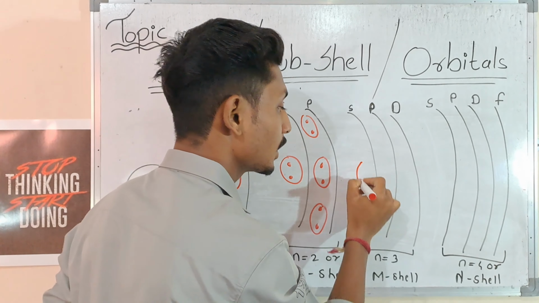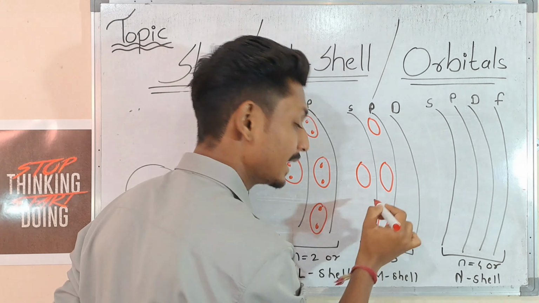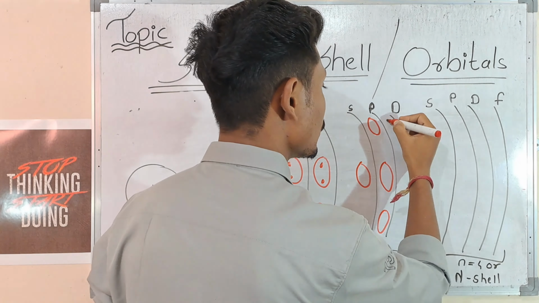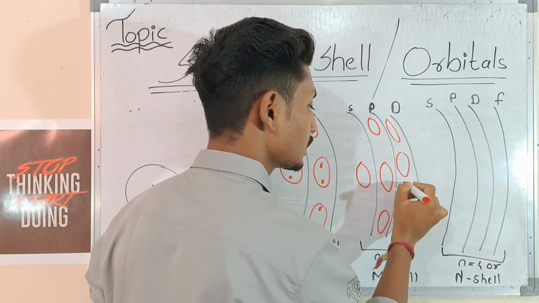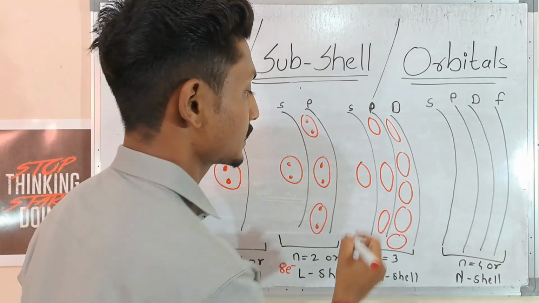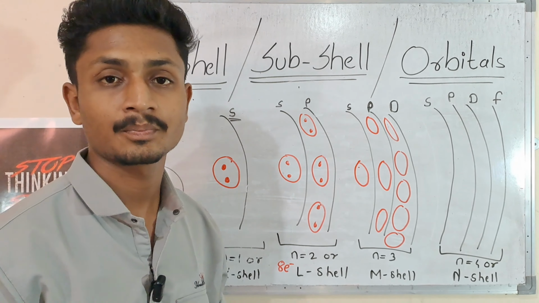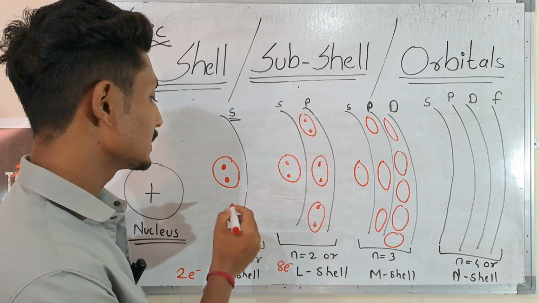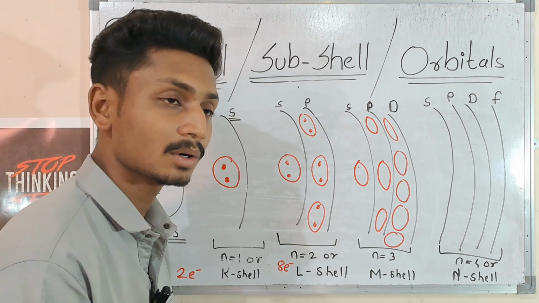S has one orbit, P has 3 orbits, and D has 5 orbits. You have to learn it. 1, 2, 3, 4, and 5. D has 5 orbits. One orbit contains 2 electrons. Orbits are represented by circles. These orbits are represented by a circle containing 2 electrons.